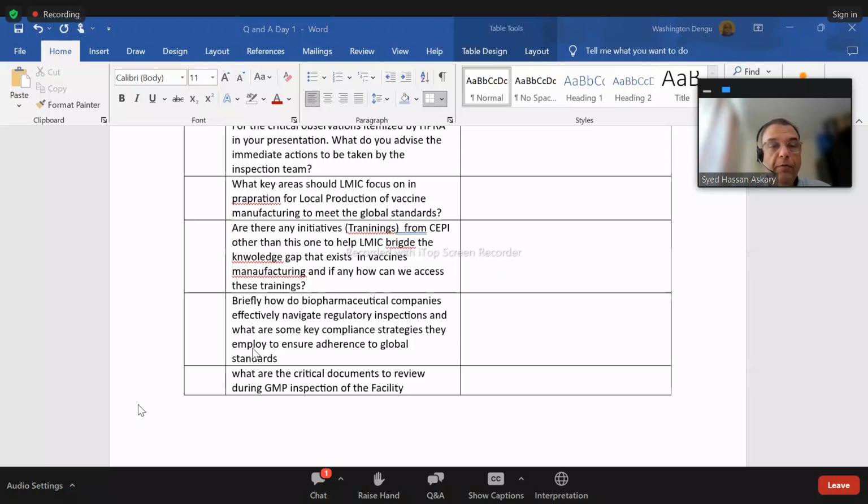Briefly, how do biopharmaceutical companies effectively navigate regulatory inspection, and what are some key compliance strategies they employ to ensure adherence to global standards? Go through my slides again, and you would see how, especially the slides on preparation for inspection and inspection management. And if you have more questions, we can discuss it further.